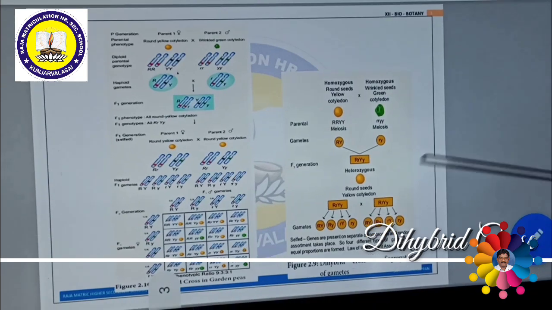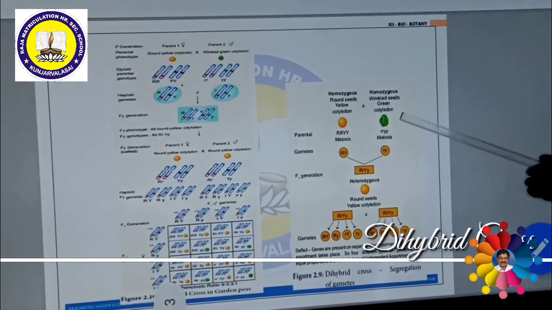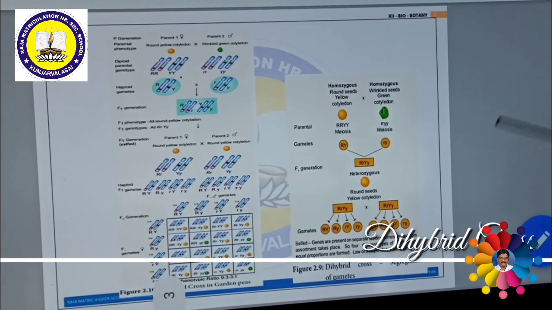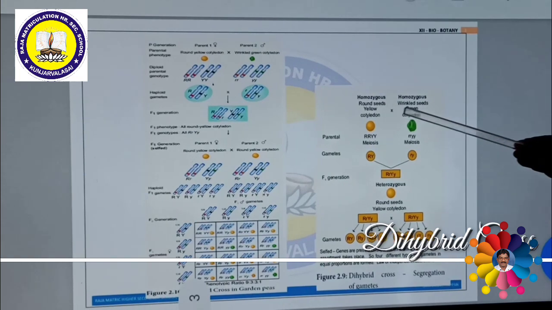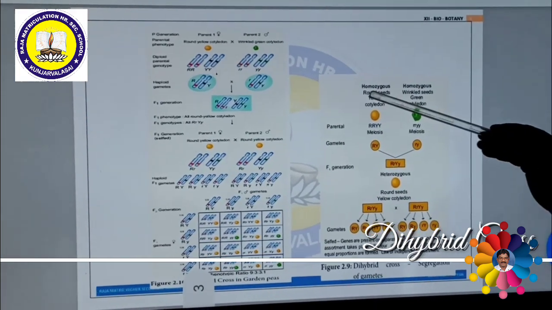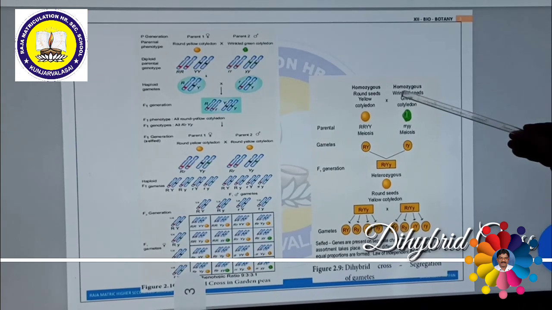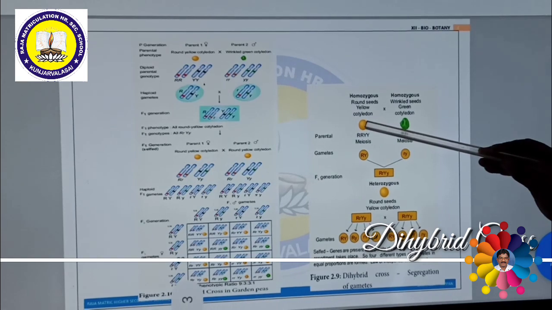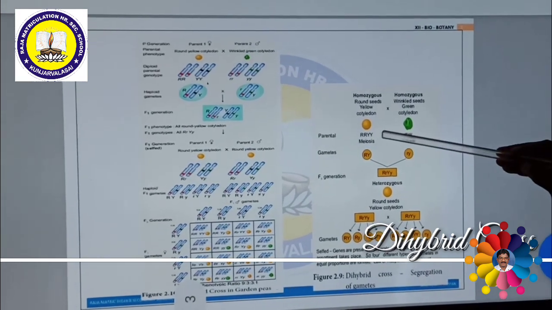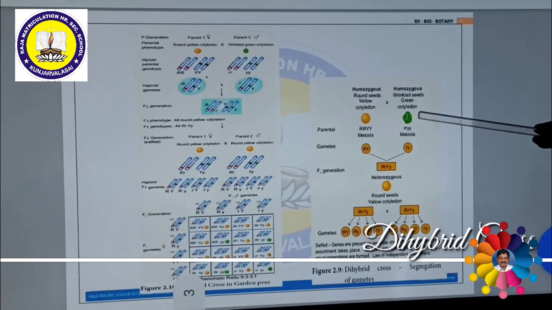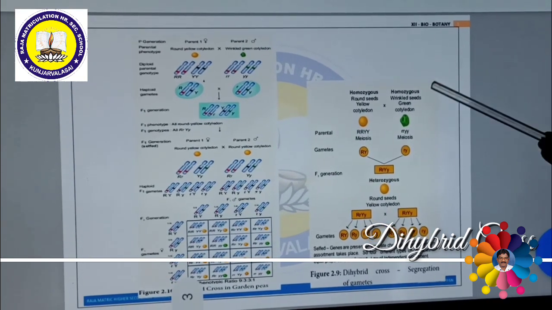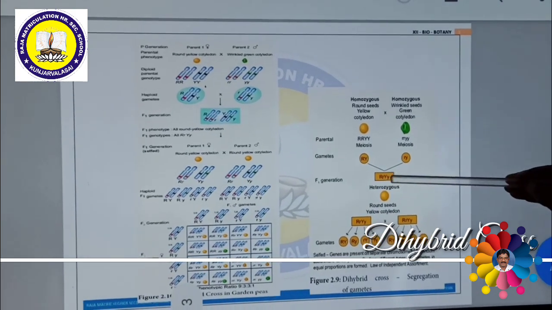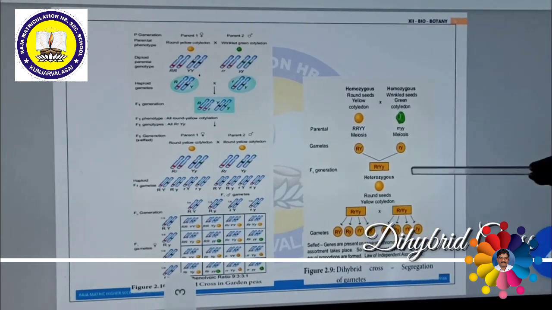See here, I am going to explain what the law of independent assortment is. The law of independent assortment involves 2 contrasting characters. One is round and wrinkled, that means seed shape. It is one contrasting character. Another character, yellow and green, is another contrasting character. These 2 pairs of contrasting characters are crossed together. Then in the F1 generation we will get heterozygous, that means capital R, capital Y, all mingled together.